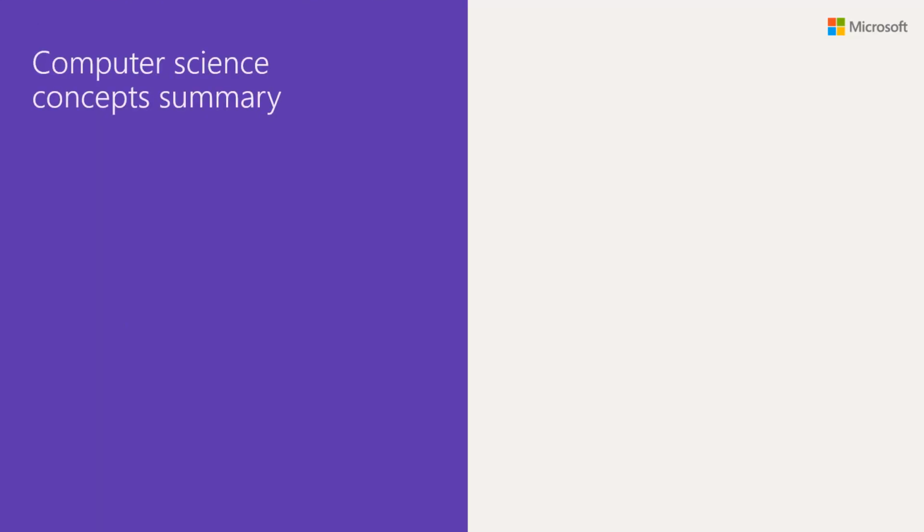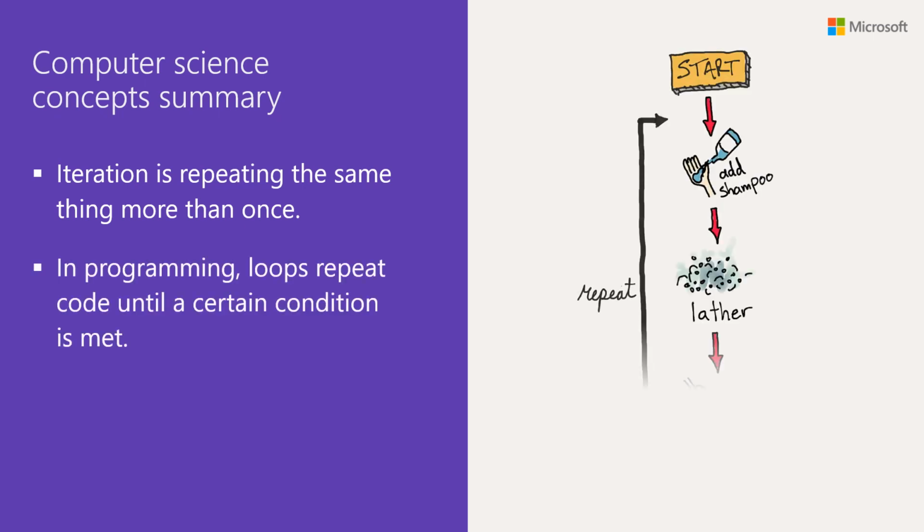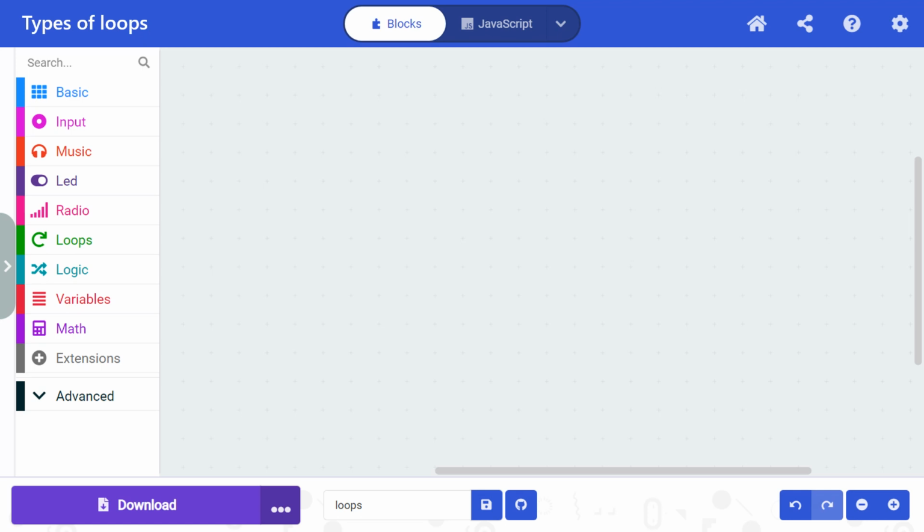So let's talk about iteration. Iteration is when you want to do the same thing more than once. So if you've ever read the instructions on your favorite shampoo, you'll likely see the instructions to basically lather, rinse, repeat. Now computer programmers refer to this loop example as the shampoo algorithm. And so in programming, loops repeat code until a certain condition is met.